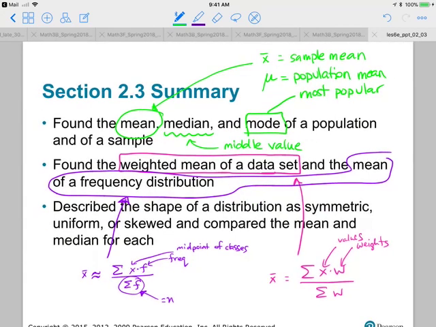Okay, and then lastly, we described the shape of a distribution as symmetric or uniform, right? Every distribution that's uniform is also symmetric, but some distributions are symmetric and they are not uniform. And then we discussed left tails, right tails, left skewed, right skewed, and what happens to the mean and the median when you have a left skewed versus a right skewed versus a symmetric distribution.